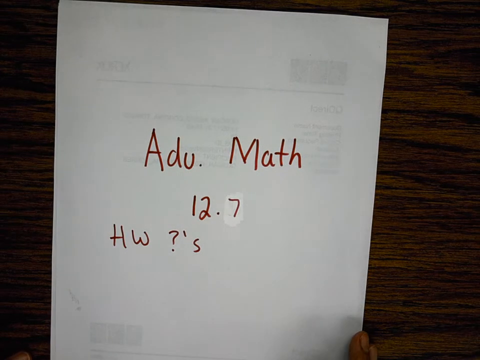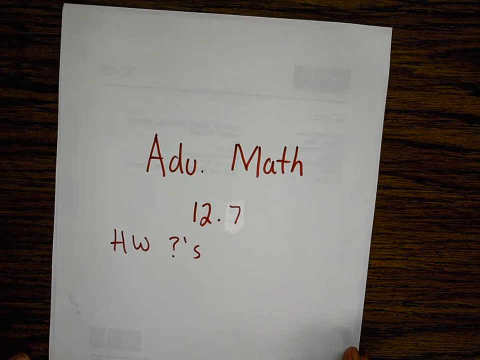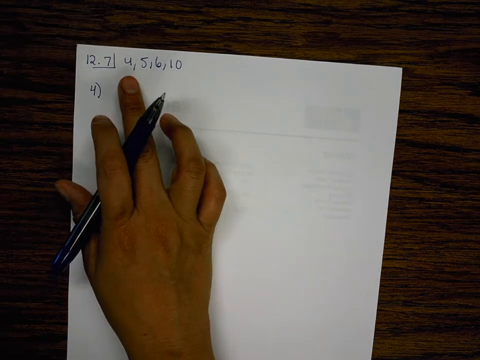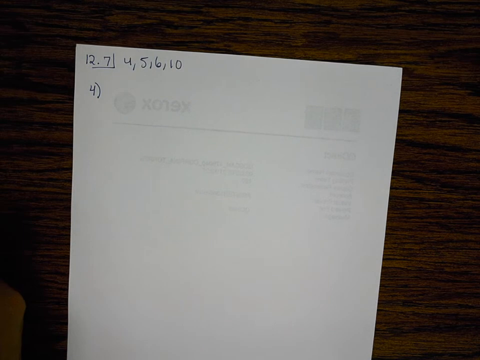This is Advanced Math 12.7 homework questions. That's Advanced Math, Unit 12, Lesson 7. I'm going over those four problems here, 4, 5, 6, and 10.